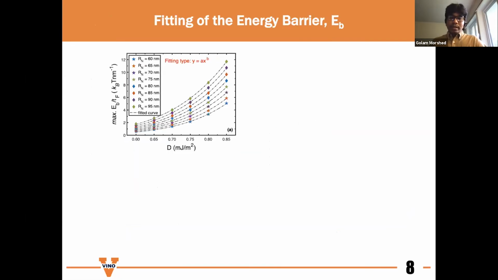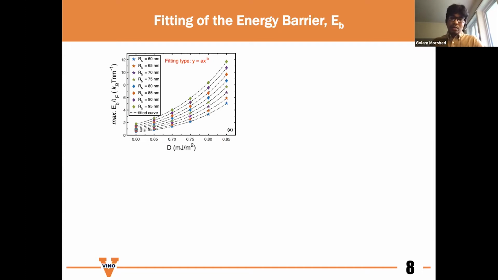So comparing all the data we have by varying the DMI and the notch radius, we try to fit an empirical equation of the maximum energy barrier. So we use a power law type fitting and find that our calculated data is basically perfectly matched with this y equal to ax to the power b type of fitted curve.